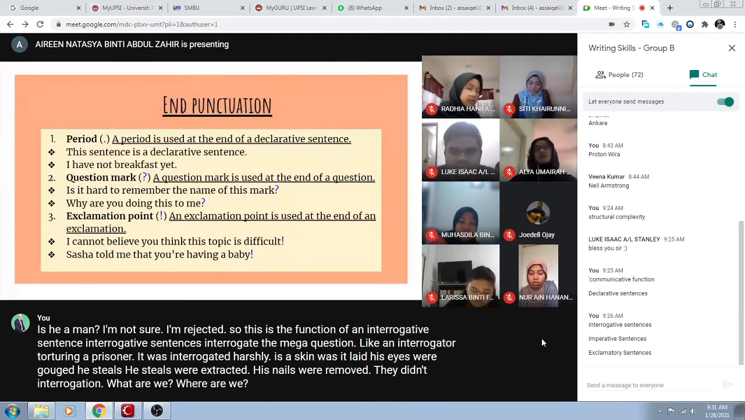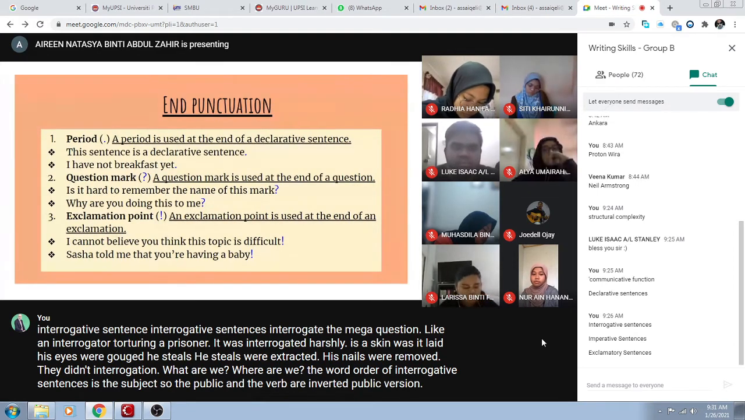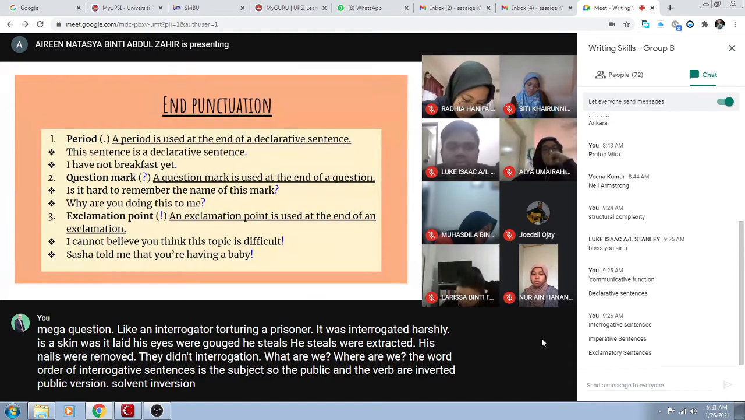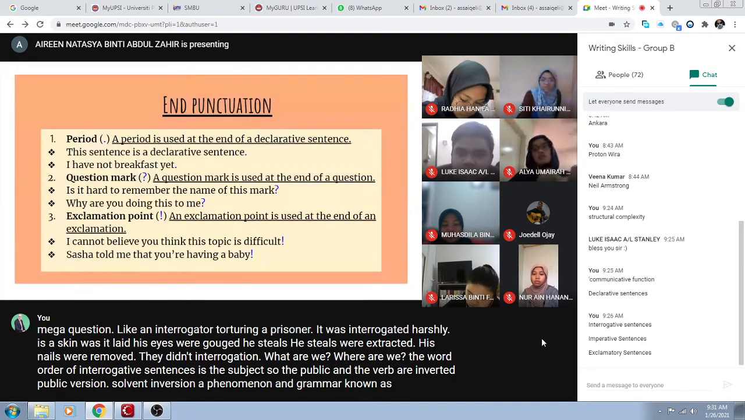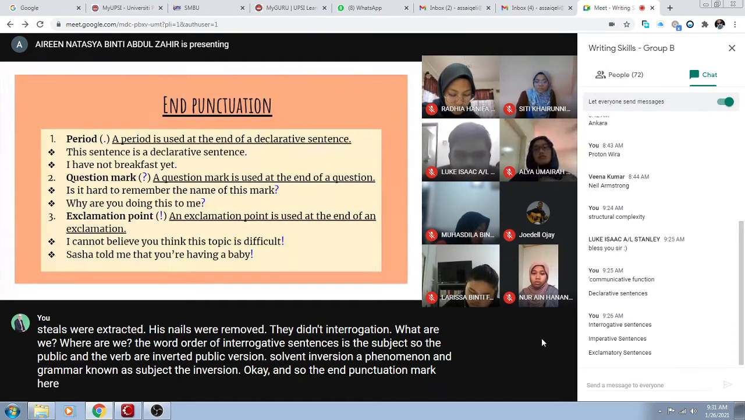The word order of interrogative sentences is verb subject. So the subject and the verb are inverted. Subject verb inversion, a phenomenon in grammar known as subject verb inversion. And so the end punctuation mark here for interrogative sentences is a question mark.